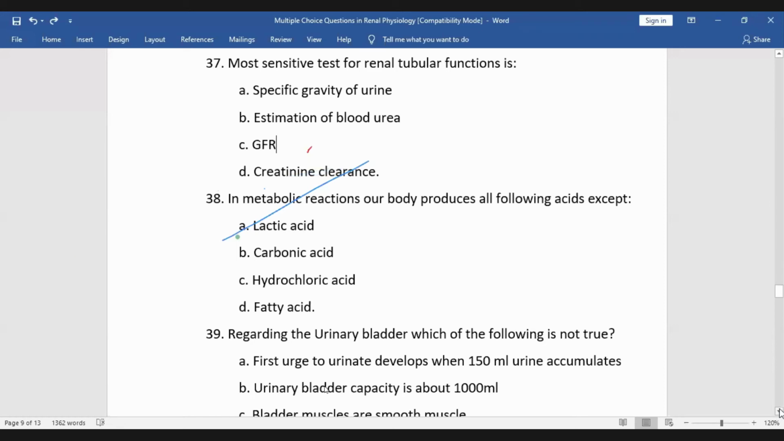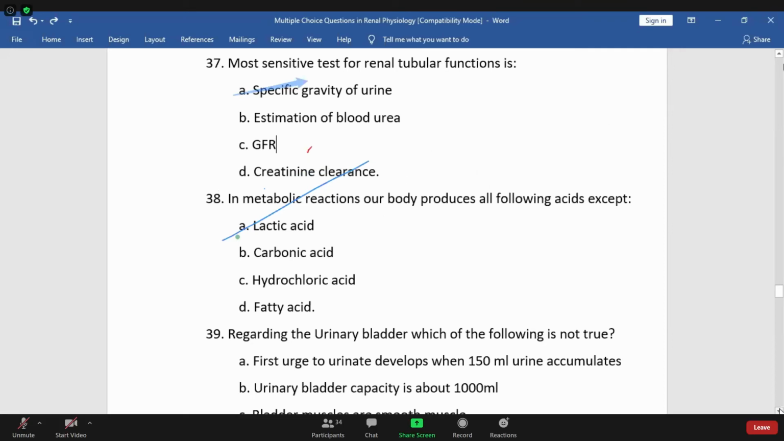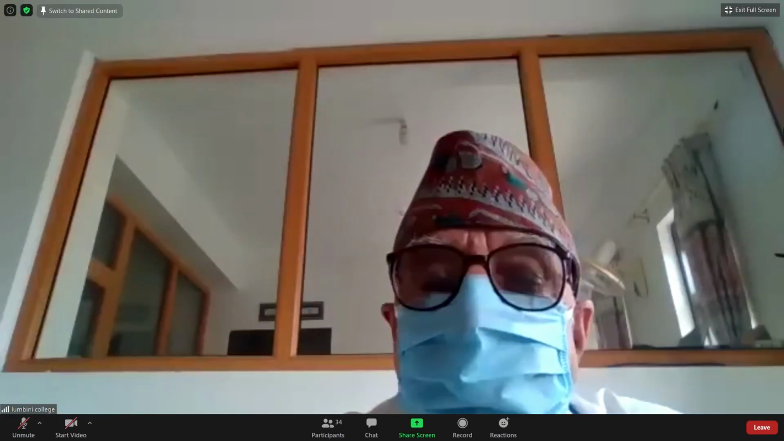During dehydration, the maximum water is reabsorbed and the specific gravity is increased. And in case of excessive drinking or overhydration, the specific gravity decreases. This is the important function of the kidney.